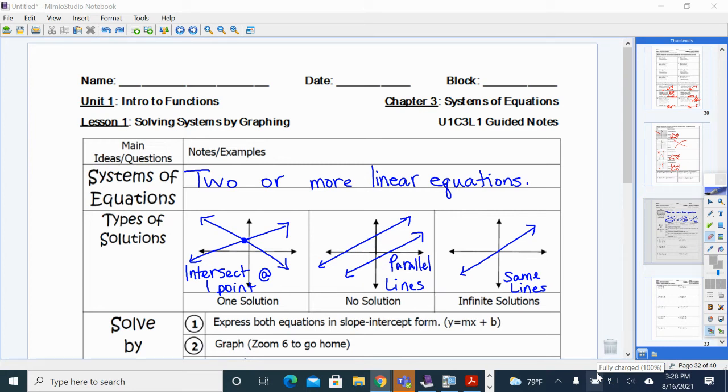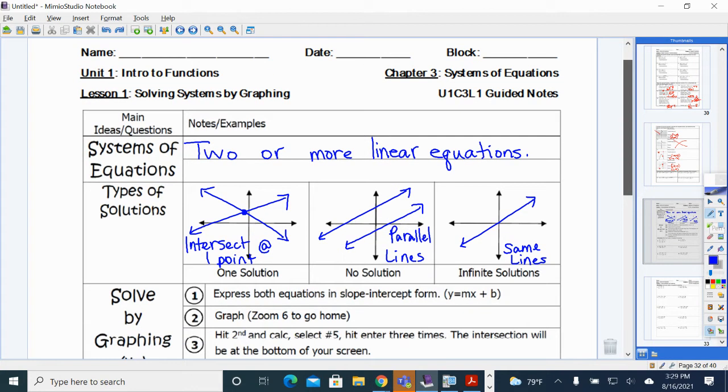This video is on Unit 1, Chapter 3, Lesson number 1. Chapter 3 is on systems of equations, and in Lesson number 1, we're going to focus on solving systems by graphing. What is a system of equations? A system of equations, in your notes here, says two or more linear equations. I would like to point out that they don't necessarily have to be linear, but that is what we're going to focus on in this first lesson.